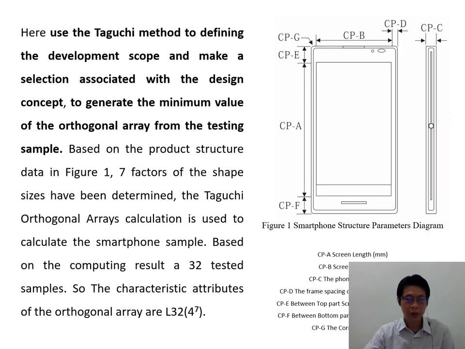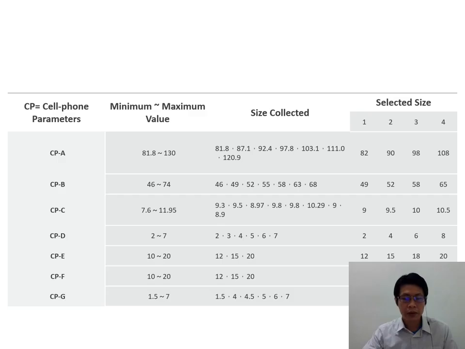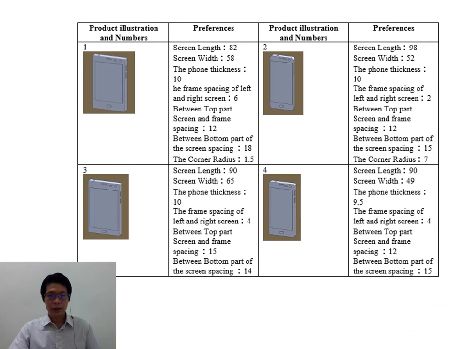Based on the computing result, 32 test samples. So the character attribute of the orthogonal array is the L32, 4, 7. This table is the smartphone dimension scopes. We use this to match with the orthogonal array to generate the 32 smartphone samples. Here is the sample using the orthogonal array to get the result.